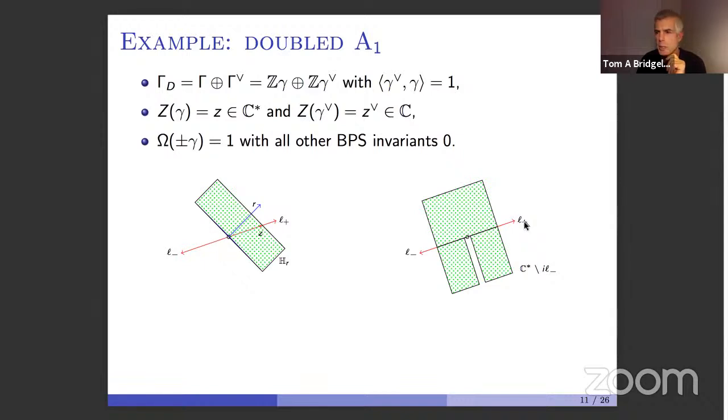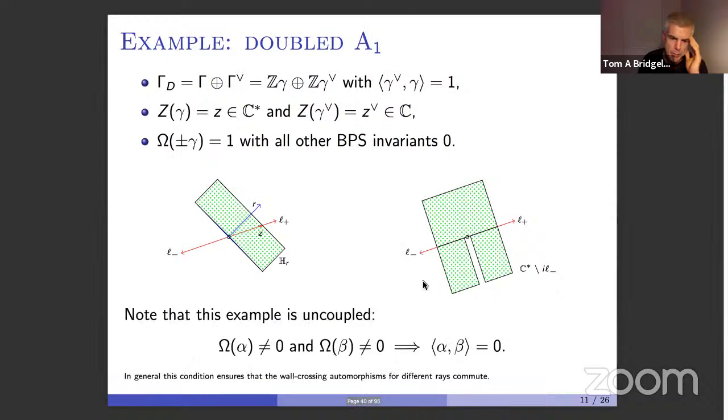So my solution to the Riemann-Hilbert problem should consist of maps from this region into C star squared and from the opposite region into C star squared, which are related by the explicit birational map. And I should just say that this example is quite simple, and one of the ways to say why it's simple is it's what we call uncoupled, which means that if you take any two classes with non-zero BPS invariants, then their form is zero. Okay, this is trivially the case for this example.